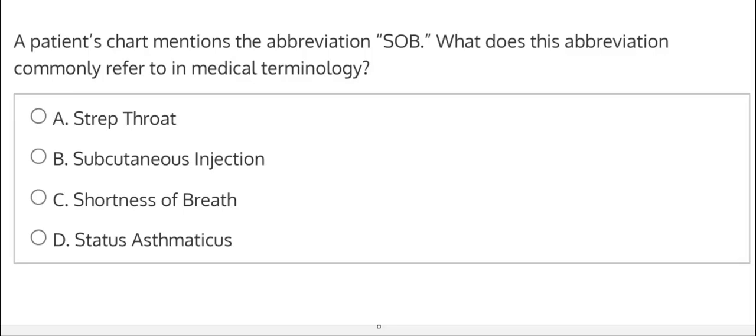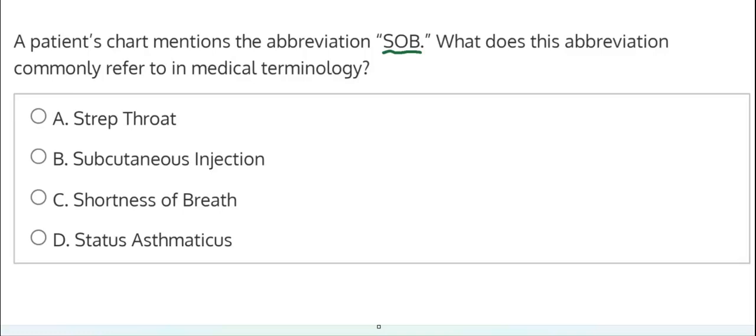In this question, it's asking us about a patient's chart mentioning the abbreviation SOB, and the question is asking, what does this abbreviation commonly refer to in medical terminology? So it's important that you review your approved abbreviation terms, because we don't want to use an abbreviation in a chart if other people might not actually understand what that term is referring to.